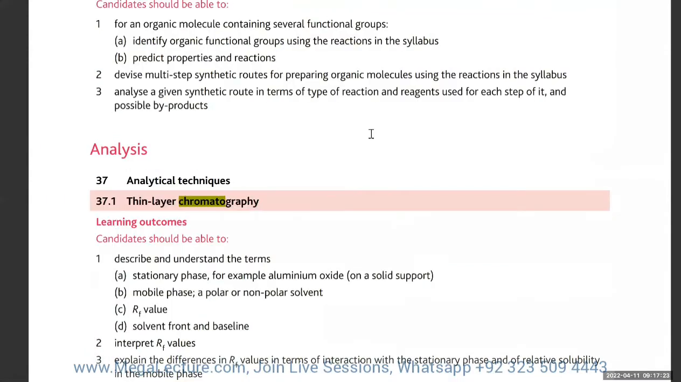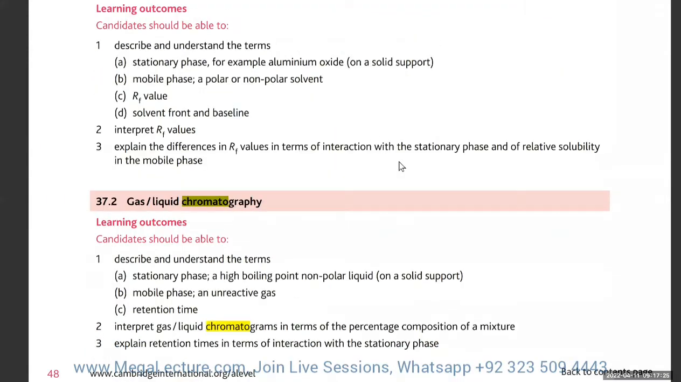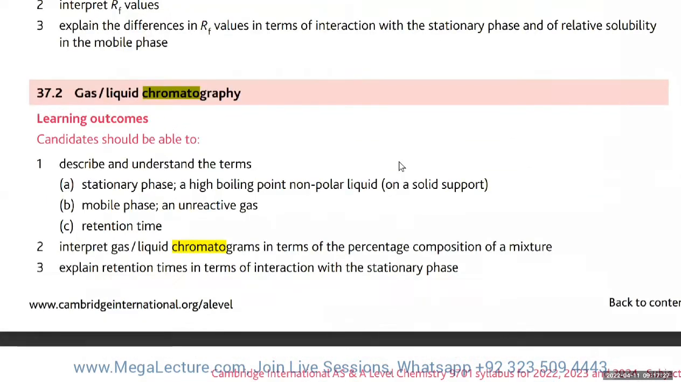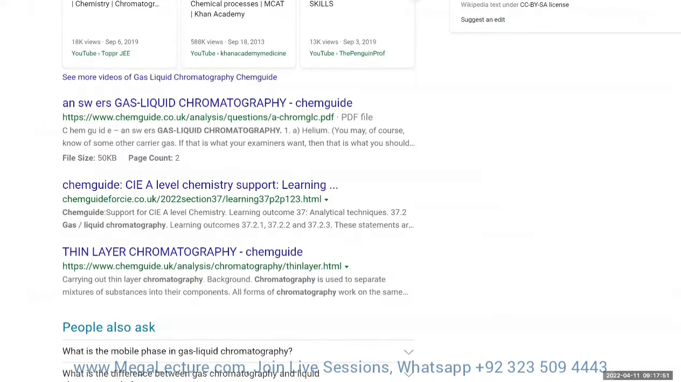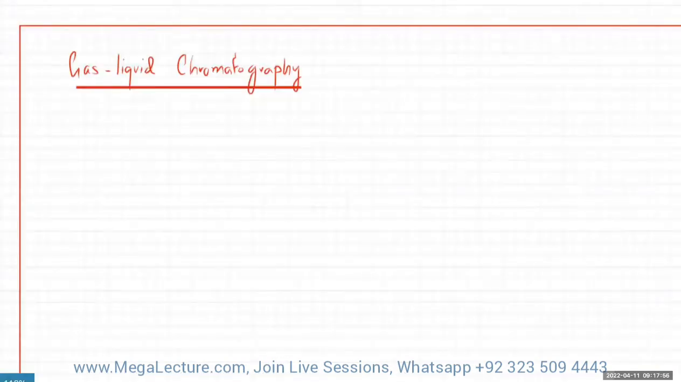what is required. Then there's gas liquid. As I described, understand stationary phase: a high boiling point, non-polar liquid on a solid support. Mobile phase: an unreactive gas. Retention time: explain retention times in terms of interaction with the stationary phase. So now this is what happens, where's my board? This is what happens in gas liquid chromatography.